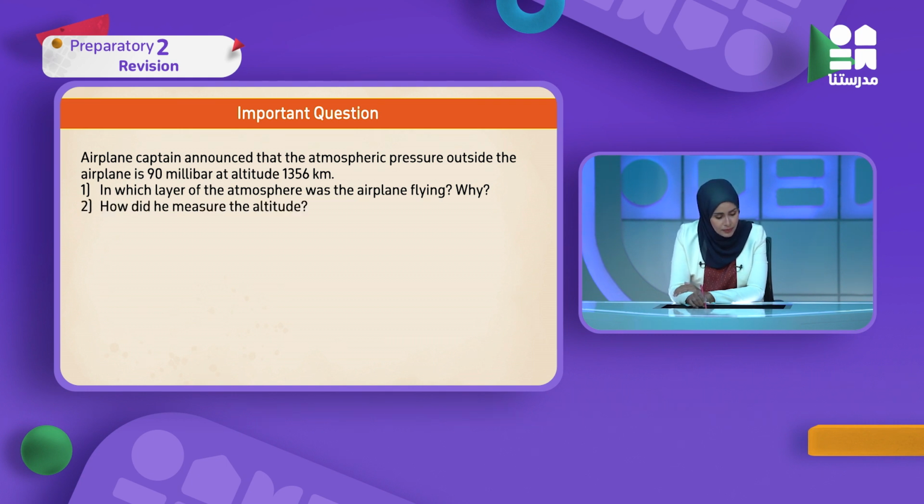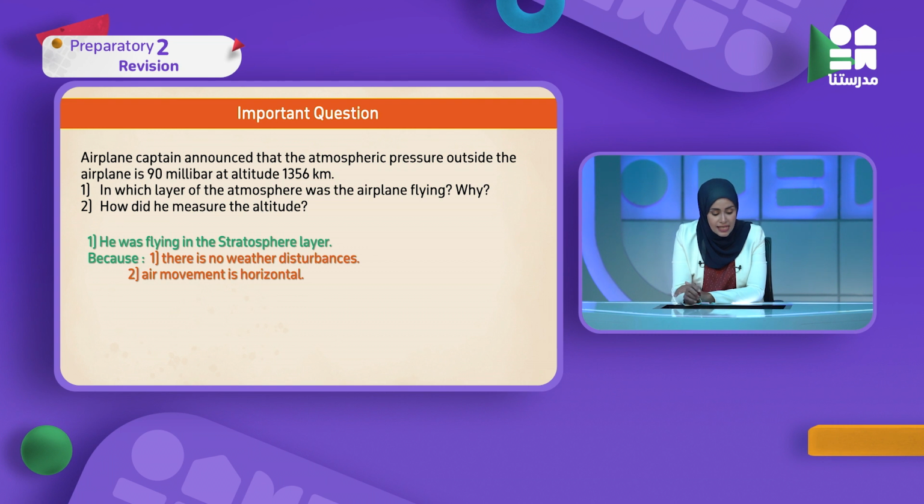So in which layer of the atmosphere was the airplane flying? It was flying in the stratosphere layer. الاتموسفير layers كل layer عندها ميزة. لازم تبقى عارف مميزات كل layer. وأهمهم الستراتوسفير. Why? Because airplane can fly in it.